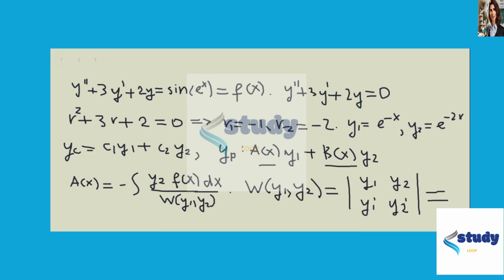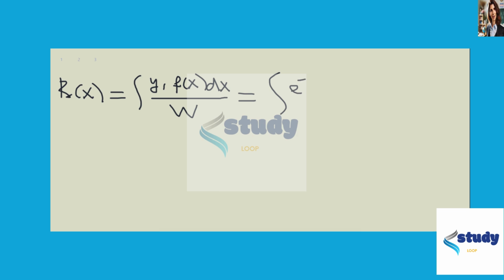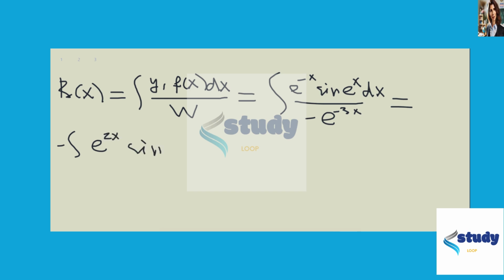So y1 was e to the negative x, and this is sine of e to the x dx divided by negative e to the negative 3x. So after cancellation, this becomes negative e to 2x sine of e to the x dx. Now this is already looking very similar to what we just did.